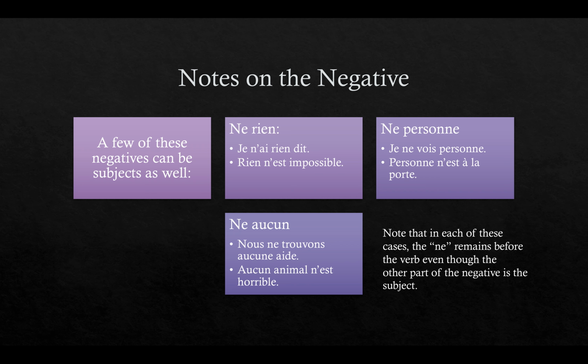Ne aucun. Nous ne trouvons aucune aide. We find absolutely no help. Aucun animal n'est horrible. No animal is horrible. Quite a stretch on that one, but there you go. Aucun animal n'est horrible. Okay? Just as a reminder, the ne does continue to be in front of the verb. In speaking, it's not the end of the world if it's not there, but certainly in writing it is.